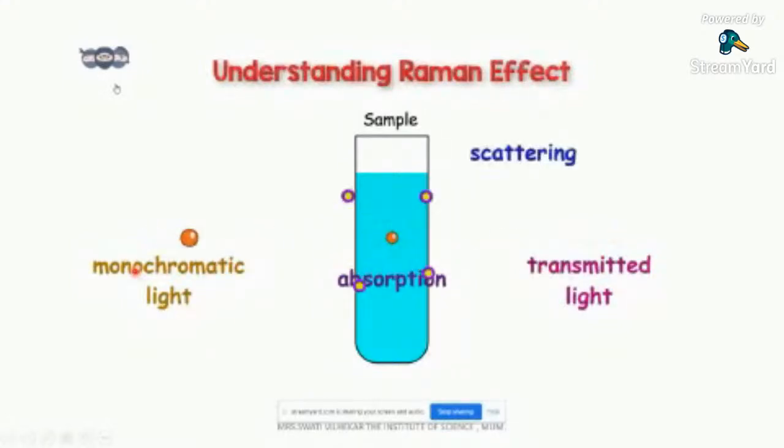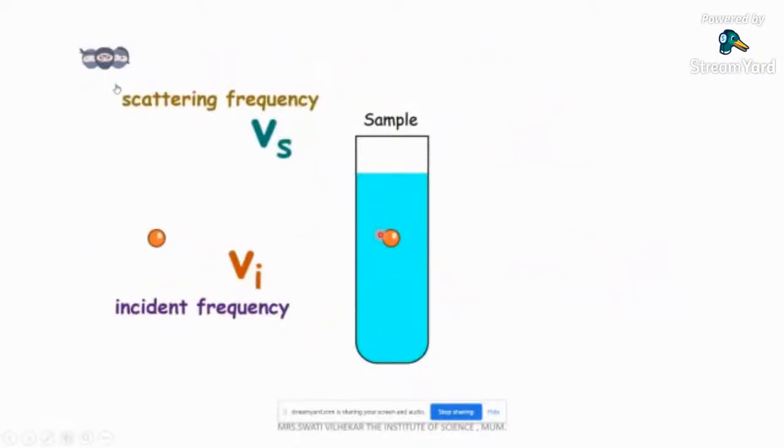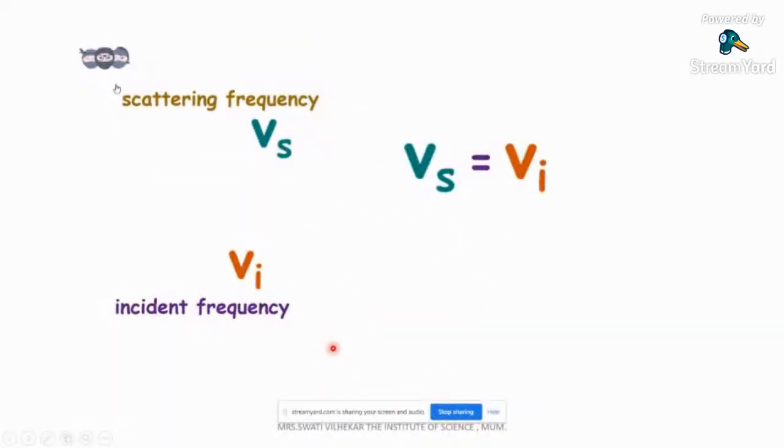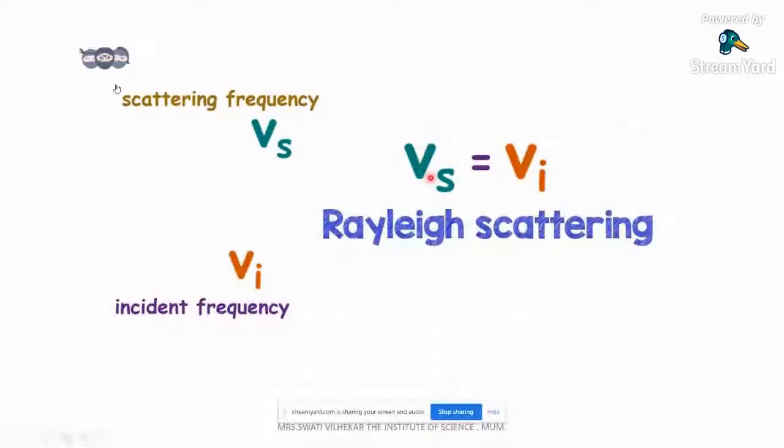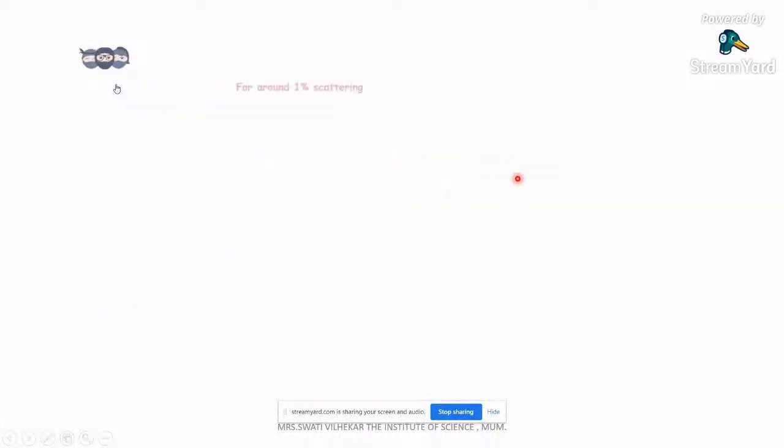However, a minute part of the light is scattered by the sample in all directions. Now you can see some absorption is occurring, some transmission is occurring, and some part of radiation is being scattered. One can observe the scattering at a right angle to the incident beam. The direction of light has a particular frequency. Scattering occurs at 90 degree. If the scattered light has the same frequency as the incident light, then it is called Rayleigh scattering. Scattered frequency equals incident frequency.